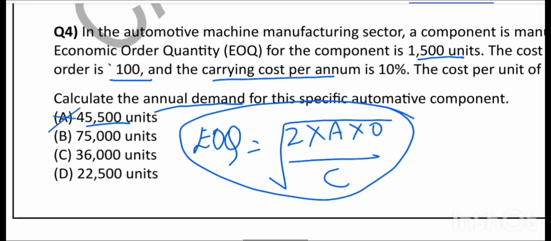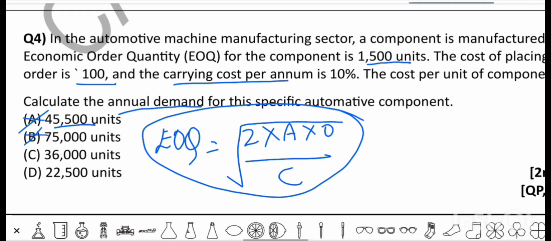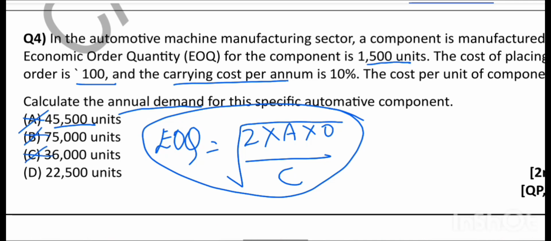And next, square root of 2 into 75,000 into 100 upon 2. It is 2,738. But here it is 1,500. So again B is not the option. And then again, square root of 2 into annual demand 36,000 into ordering cost 100 upon carrying cost per unit per annum 2, it is 1,897. Again not 1,500. So not even option C.